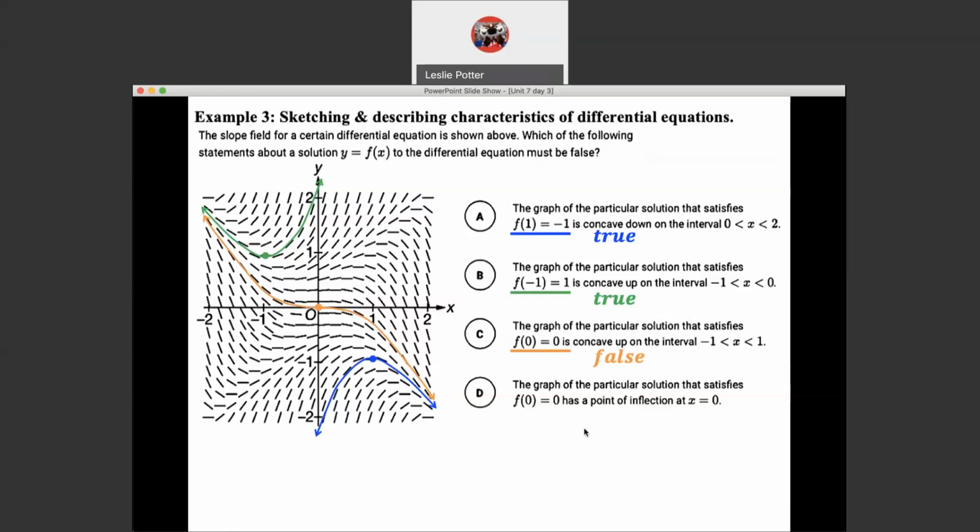But let's just check D just in case. So again, we're going through (0, 0). And it says the graph of the particular solution satisfies (0, 0). So we're still looking at the orange curve. And it says, could that be a possible point of inflection right there at x=0? Well, we know points of inflection change concavity, and we're concave up on the left and concave down on the right, and that is a concavity change. So this is also appearing to be a true statement. So this answer is definitely C. That's the false statement that we're looking for.